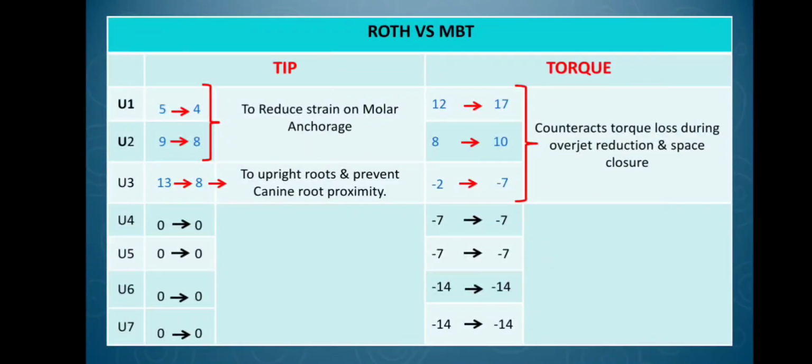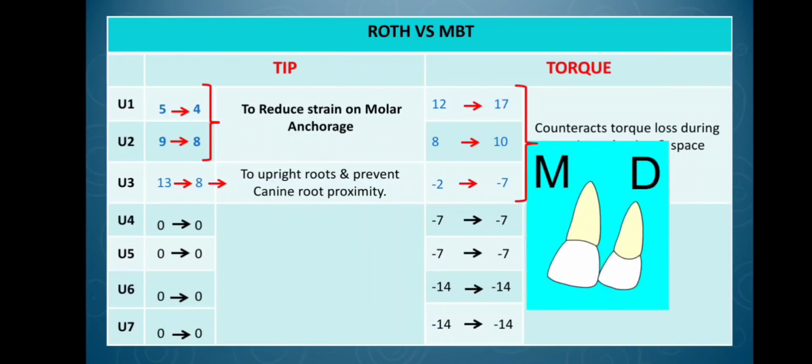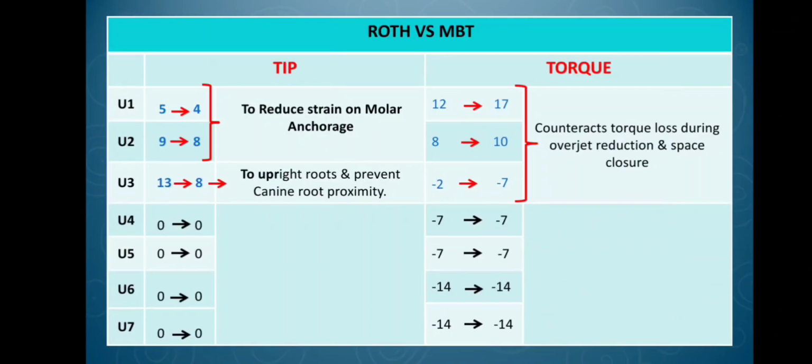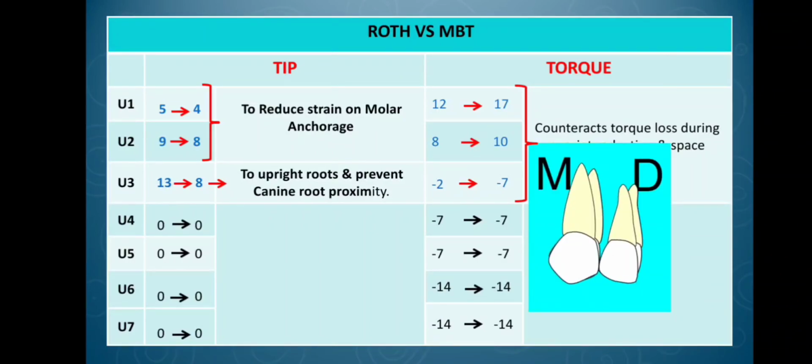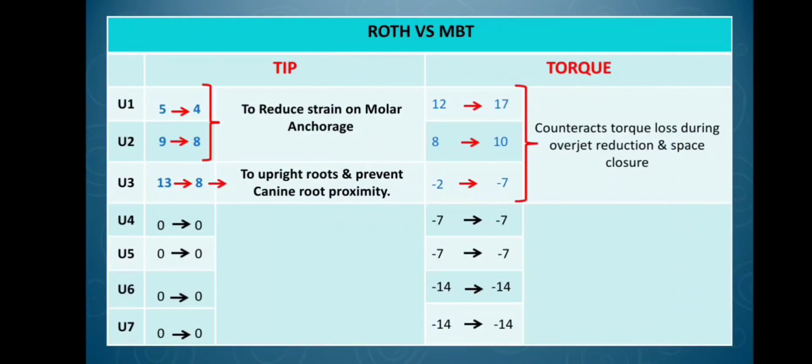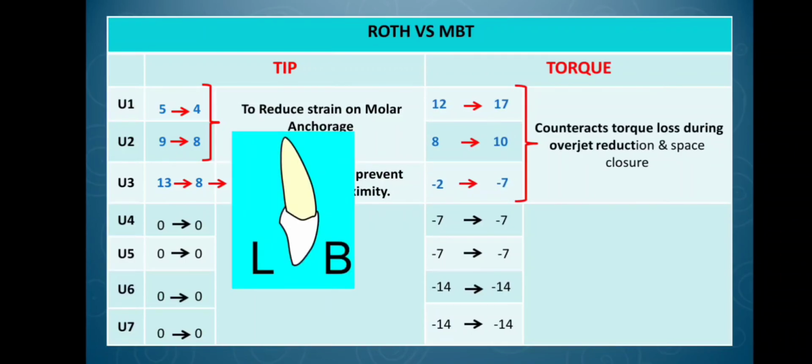Coming to Roth versus MBT, here also first we will be discussing about upper arch followed by lower arch. Now dealing with tip of the upper arch, incisors tip was reduced to reduce strain on molar anchorage, and canine tip was reduced to upright roots and prevent canine root proximity, and posterior tip was maintained same. And coming to the torque, the upper anterior torque was increased to counteract torque loss during overjet reduction and space closure, and posterior torque was maintained same.